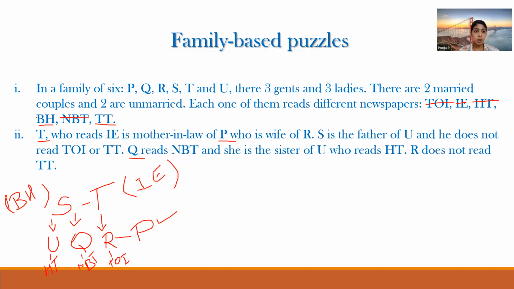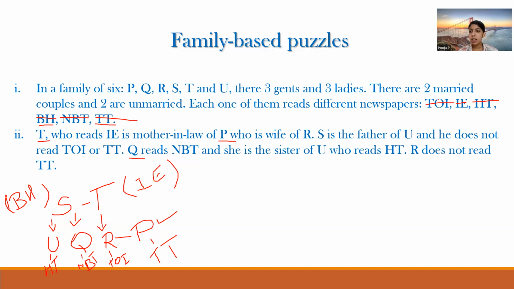And what is left out? Tribune. For whom? For P. So P reads the Tribune. Is this clear to all of you? Or you're stuck somewhere, you still have doubts? Who was reading the TOI? Times of India? R. Because R does not read the Tribune. So the only options left for R at that time were the Tribune, Business Herald, and Times of India. And the options left were R, P, and S.